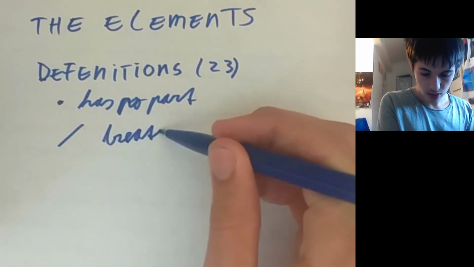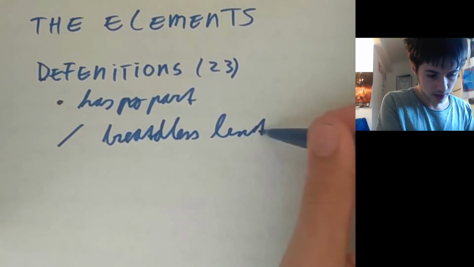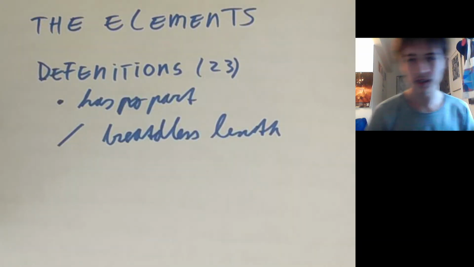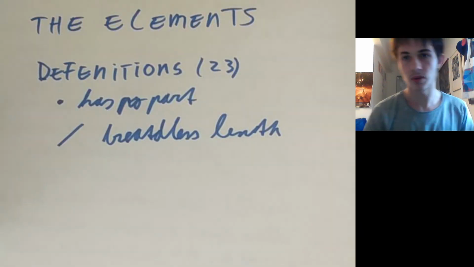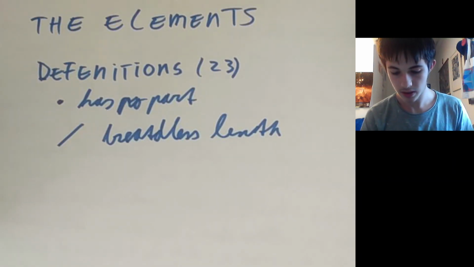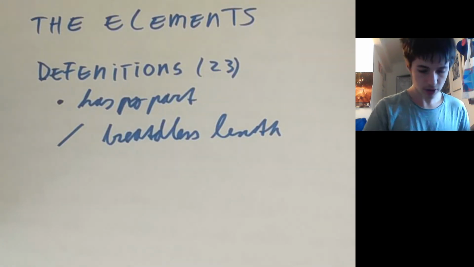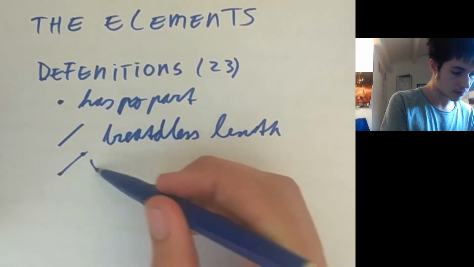So, breadthless length. And so a line has no width. It's infinitely thin. And a point is zero-dimensional. It has no part. And then we go with the ends of lines are points. So if you have a line and it has an end, then these are points.